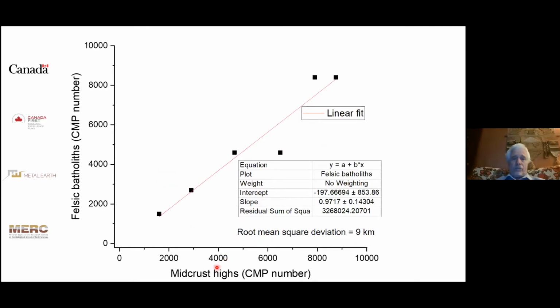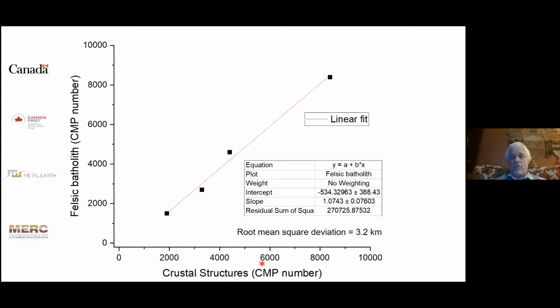So if I look for the mid-crust high locations and look for the closest associated felsic batholith, then I get something that does look like a straight line, but there's a few places where it doesn't, and the root mean squared deviation for this data set is about 9 in this case. If I look for the crustal structures and the closest associated felsic batholiths, I get 5 points, which give a better fit, smaller root mean squared deviation.